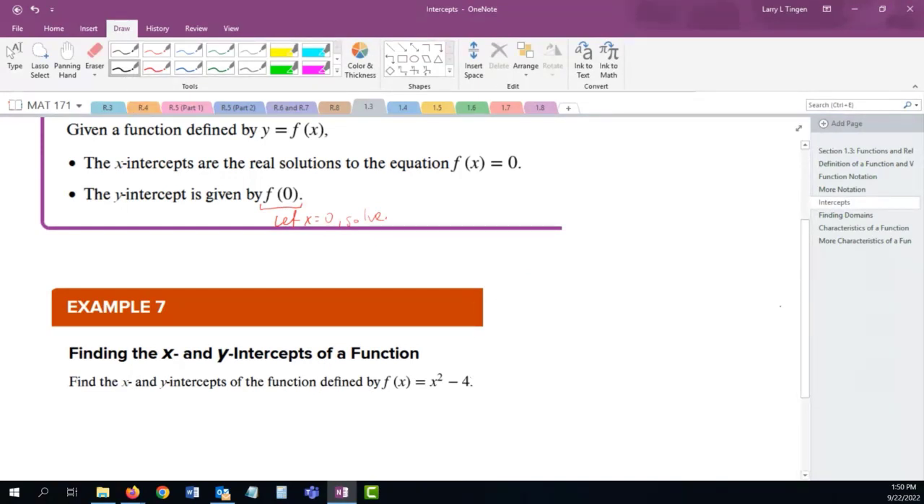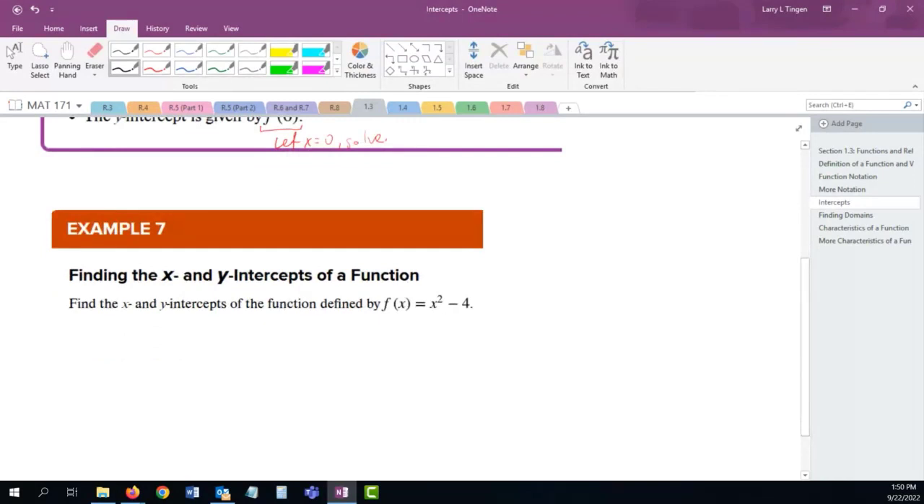All right, so let's come here to the side and deal with our problem. Find the x and y-intercepts of the function f of x is equal to x squared minus 4. Let's go after the y-intercept first because I think it's easier. It's going to occur when I let x equal 0. So take your function, plug 0 in for x, and solve. 0 squared is 0. 0 minus 4 is negative 4.